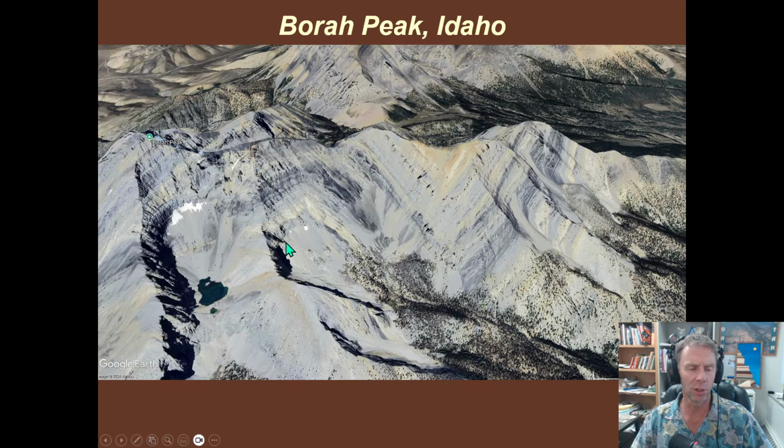I thought it would be fun to look at an actual example. So I took a Google Earth image from the Lost River Range here in Idaho, which shows a fantastic anticline-syncline pair. So here's Borah Peak over here. This is the tallest point in Idaho.